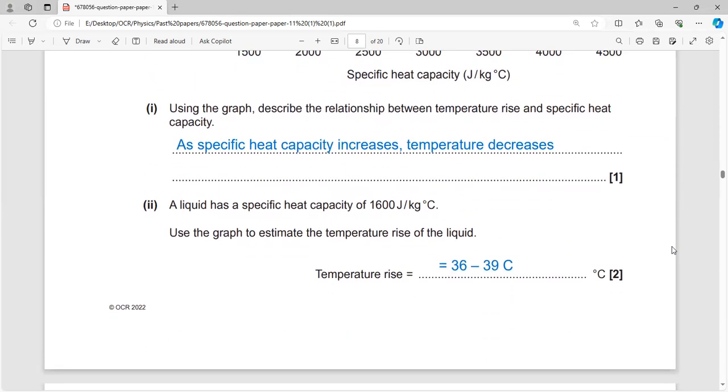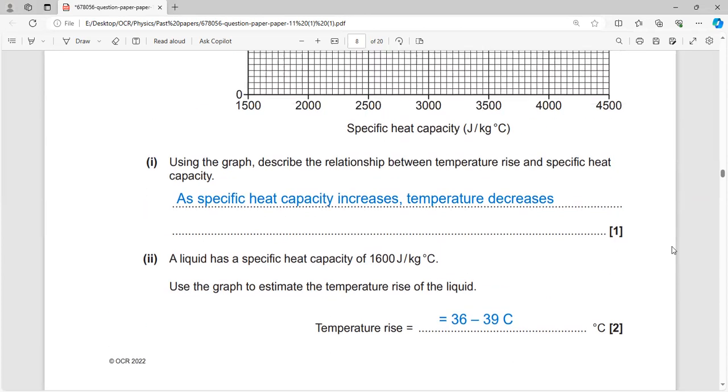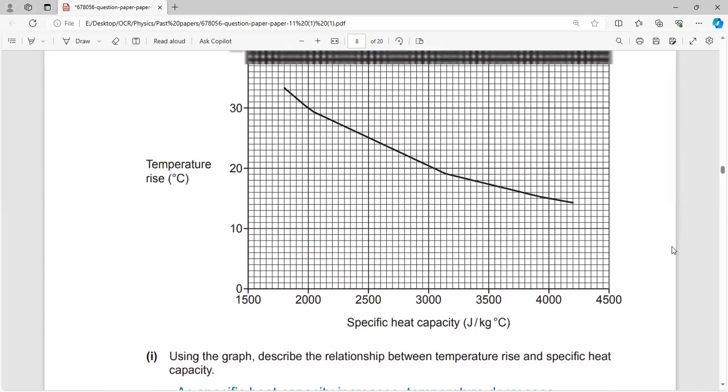We're going to proceed to the next question. A liquid has a specific heat capacity of 1600 joule per kg per degree Celsius. Use the graph to estimate the temperature rise of the liquid. In our marking scheme, the temperature rise is given as a figure from 36 to 39. That will be our correct option.